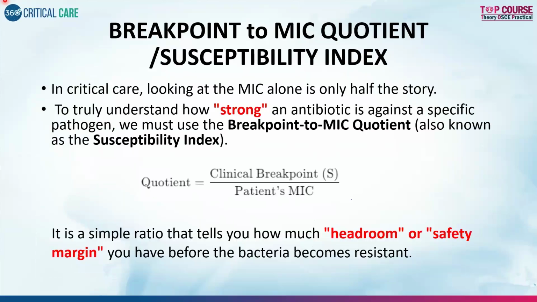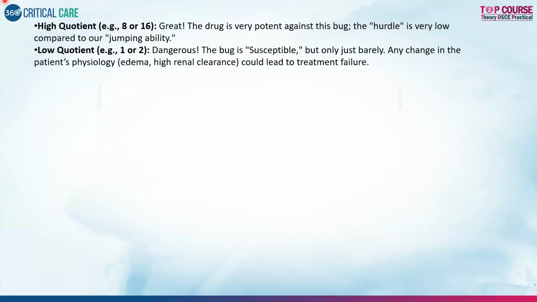Okay, so what we do is something called the MIC quotient or susceptibility index. The quotient is the clinical breakpoint divided by the patient's MIC. What do we call this? It will give you the headroom or safety margin for that bacteria to become resistant.